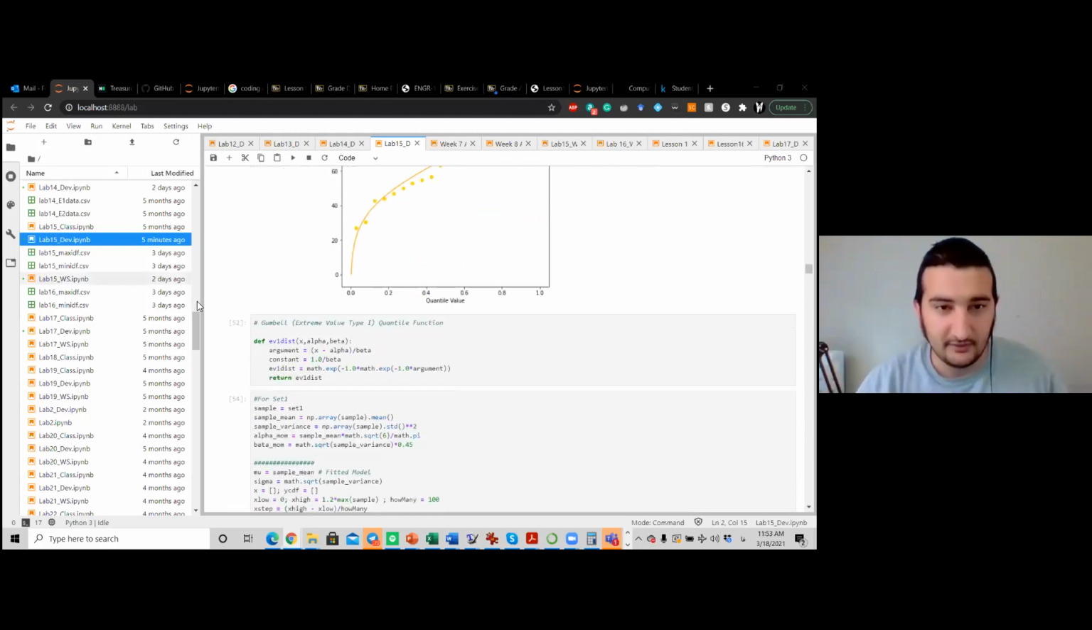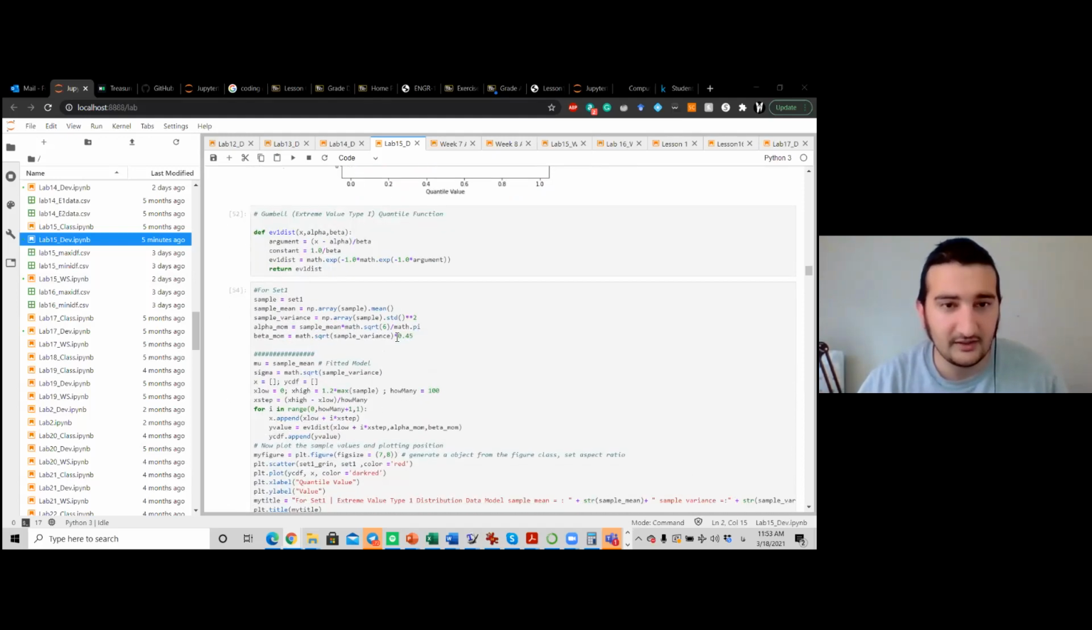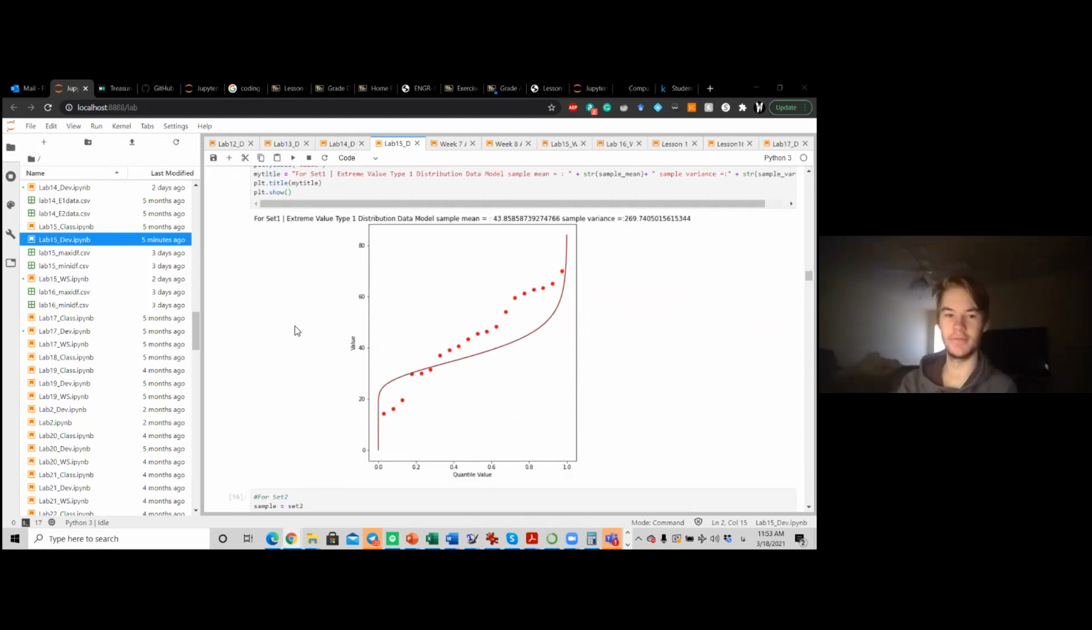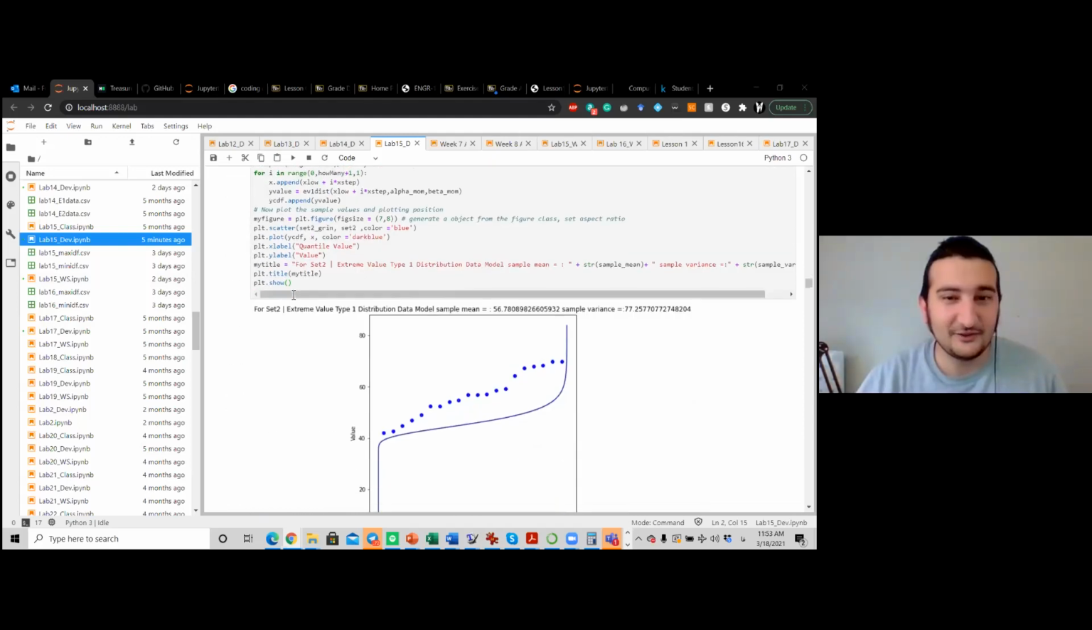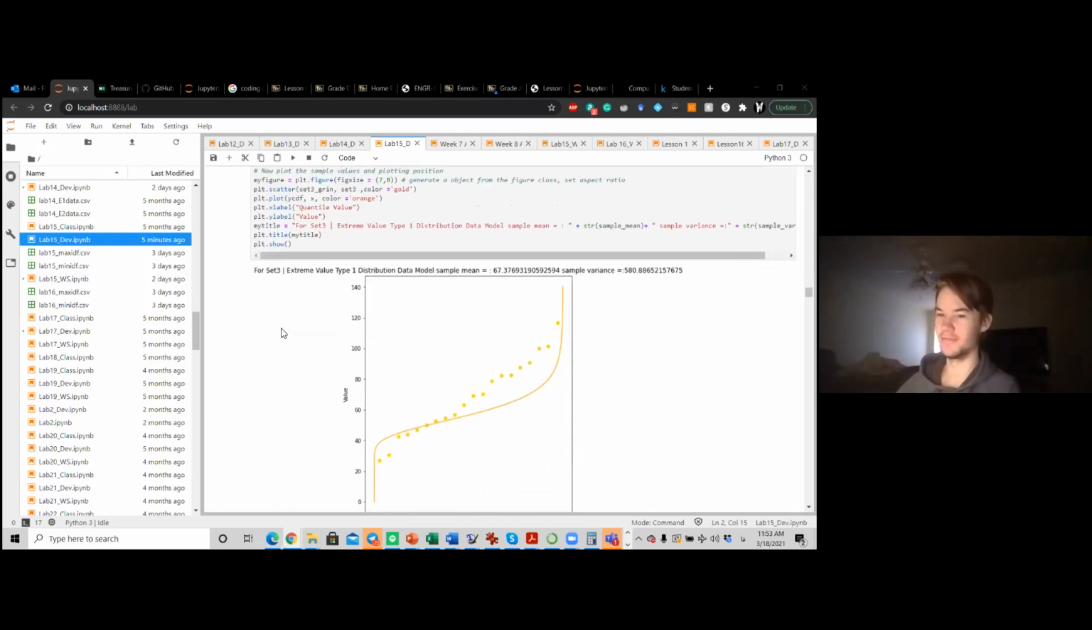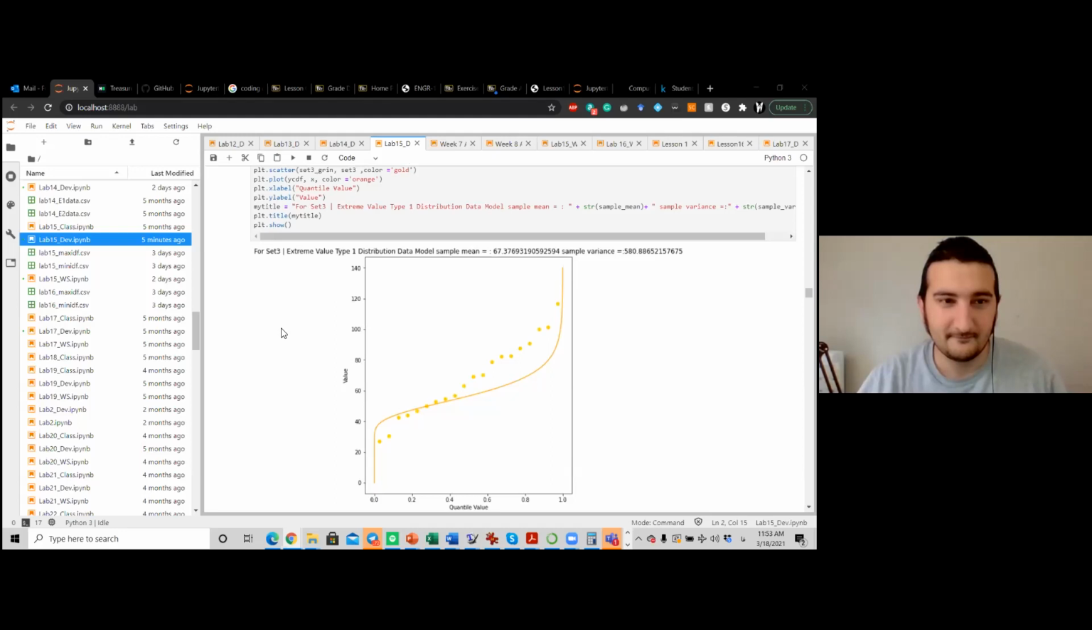Let us move on to Gumbel. Again, I first defined the function for Gumbel distribution data model. I applied it for my set 1, and I get this lovely fit. I hate it. You have every right to. So set 2. Somehow worse. Set 3. Like modern art.